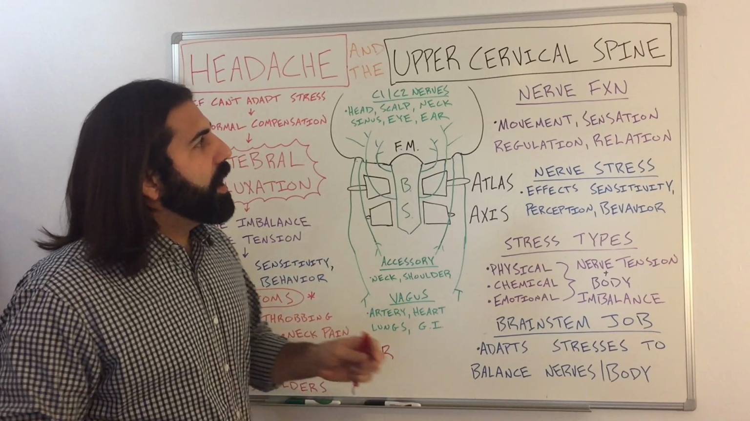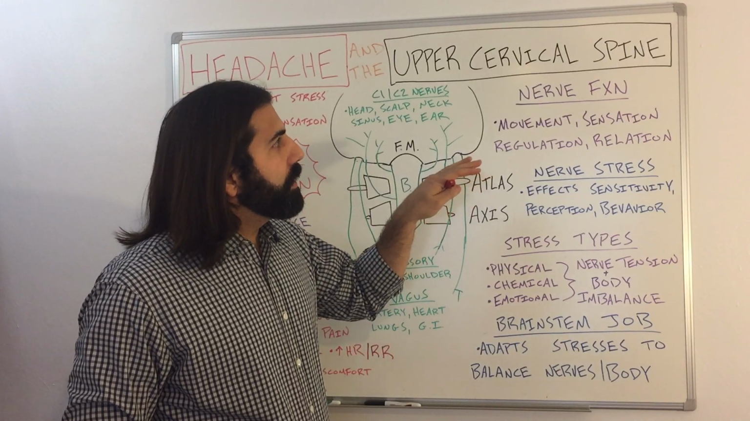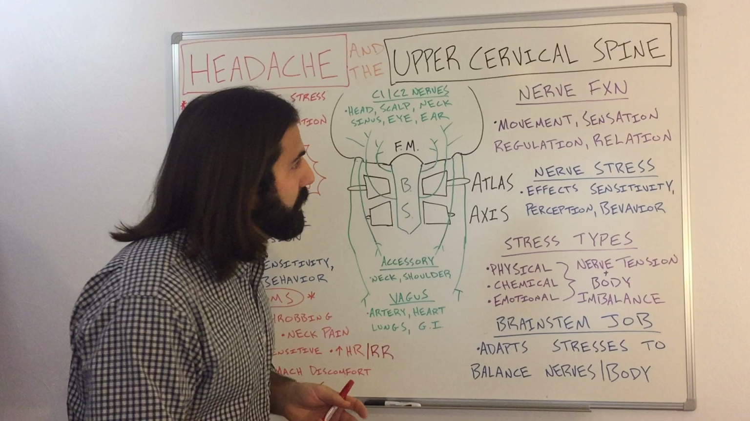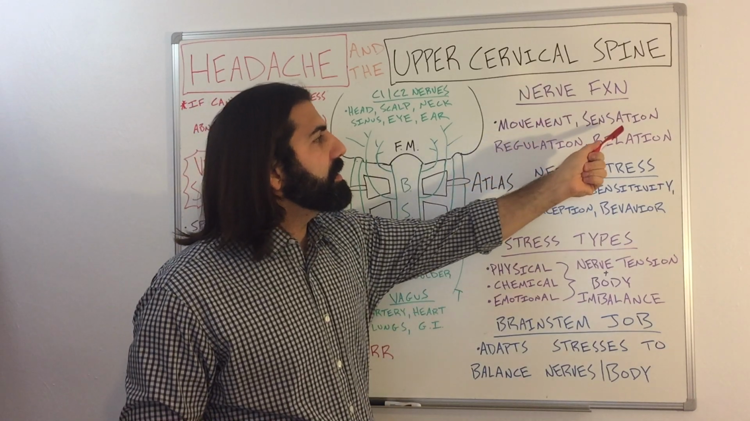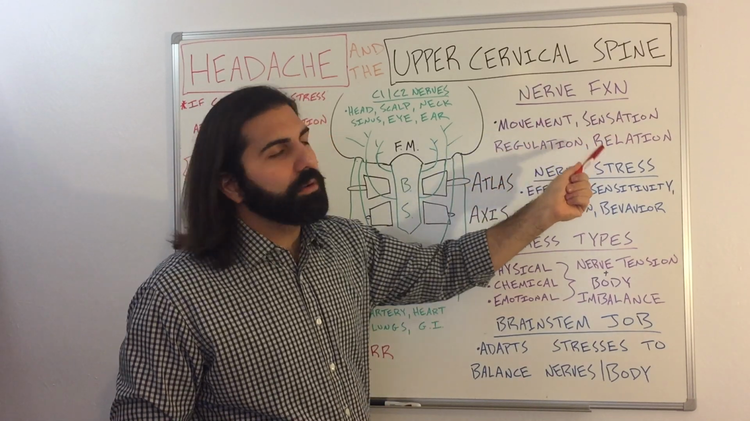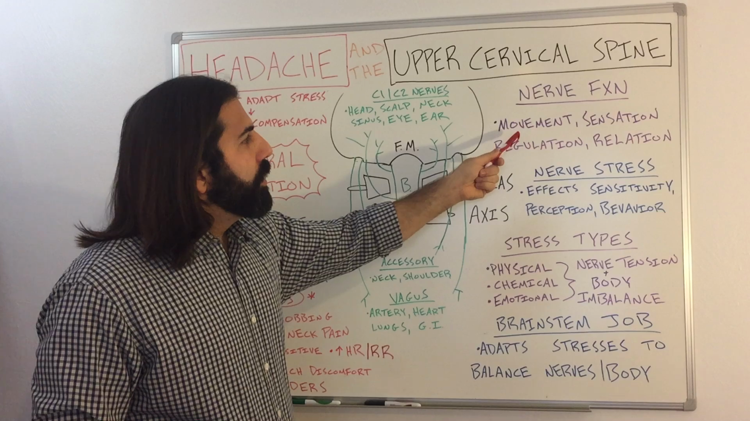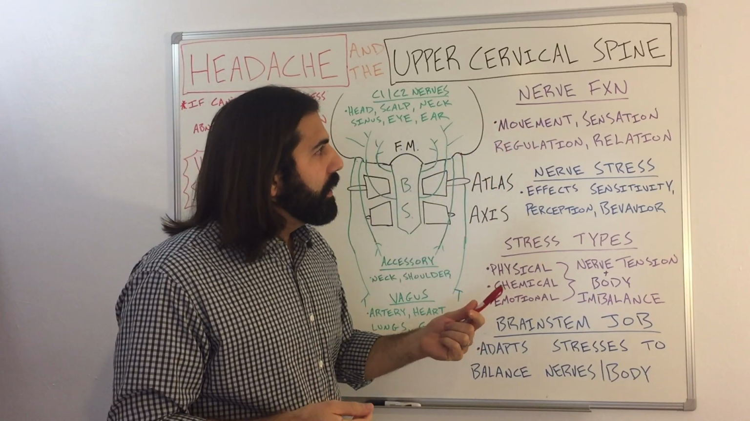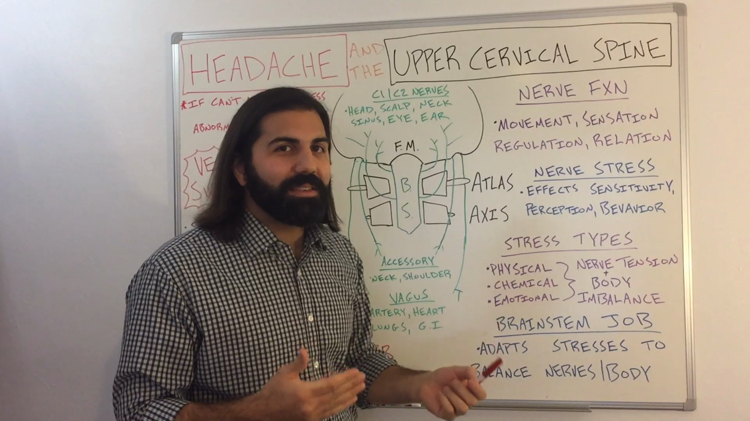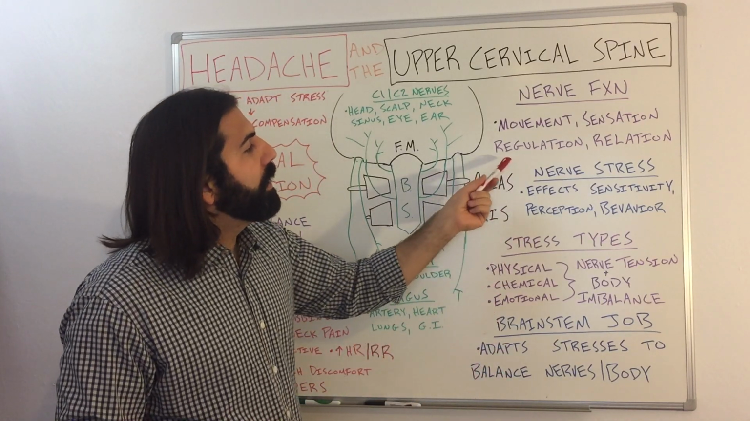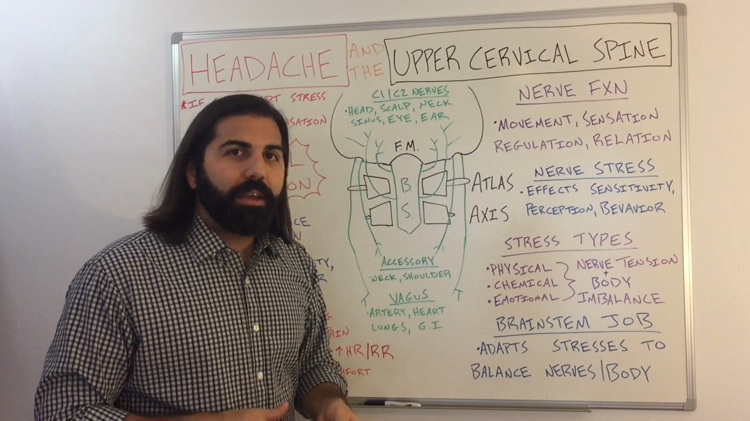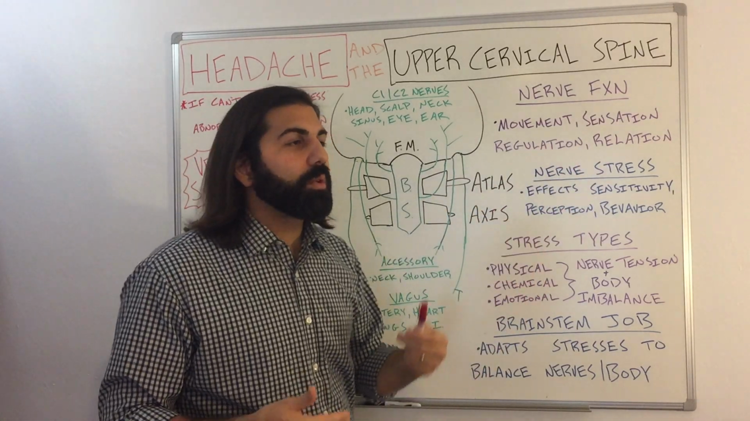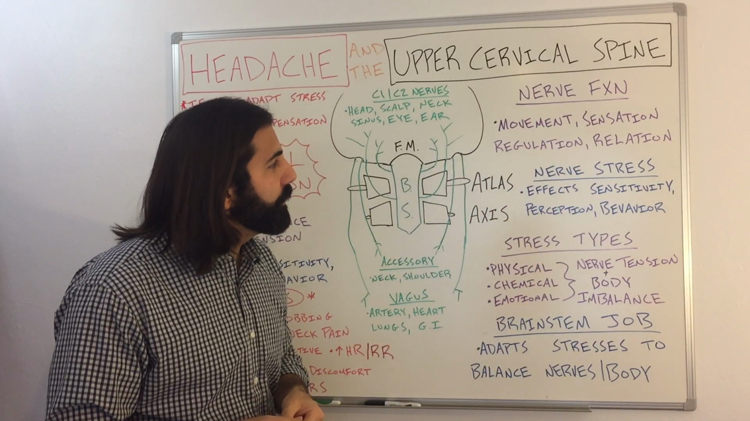Now, the major job of our nerve system can be broken down into four main functions. They are movement, sensation, regulation, and relation. The movement is our nerves create every movement we make. Sensation, they sense everything we feel. Regulation, they regulate every organ, gland, and tissue of our body. And relation, they relate us to the outside world.